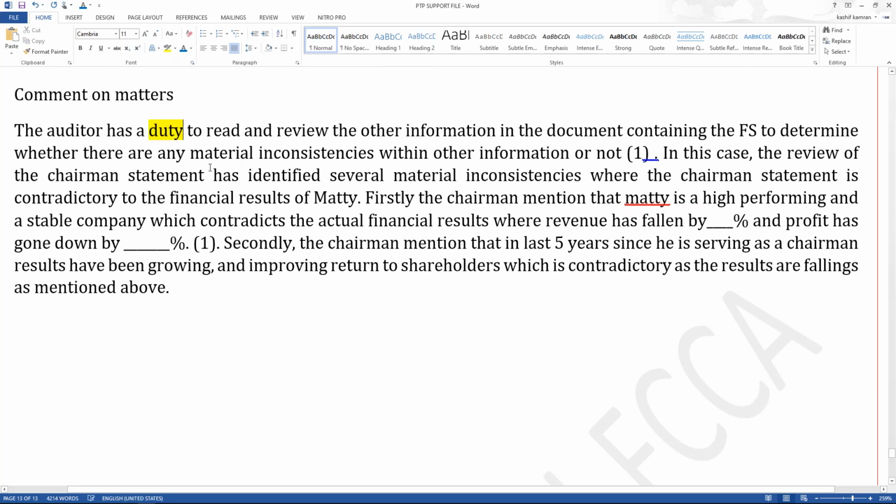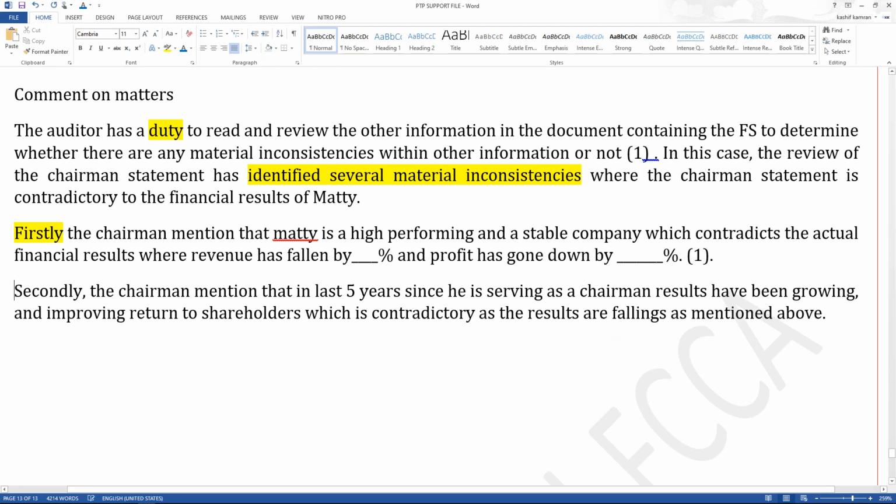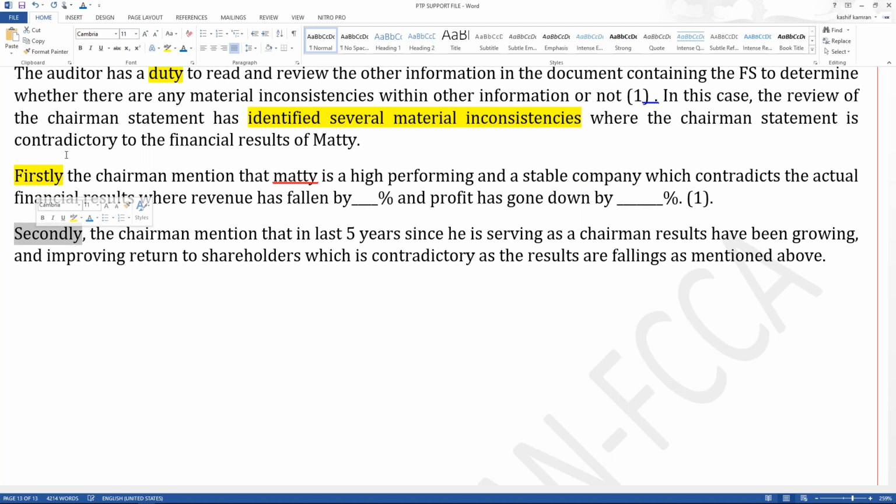mark. In this case, the review has identified several inconsistencies. The second mark, comment on the matter. Then you say, firstly, the chairman's statement is wrong. You get another 1 mark, and you put the references of the numbers, quote the numbers. Then you put, secondly, the chairman's statement is wrong, and you get your second mark.